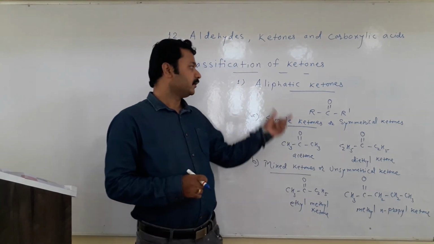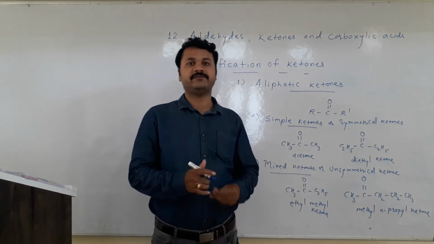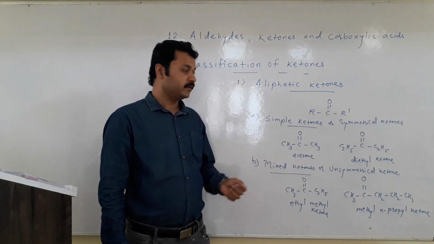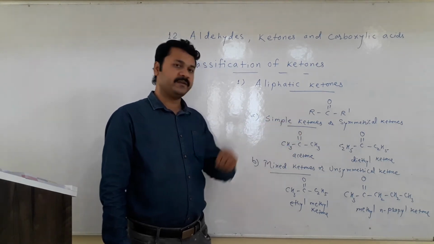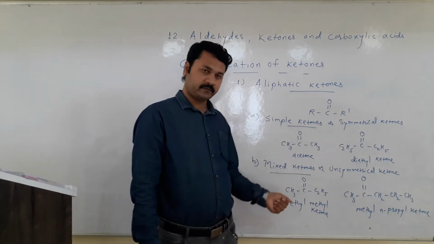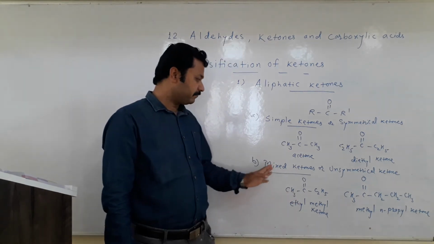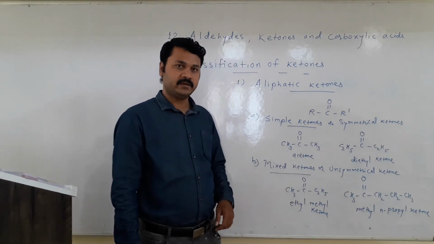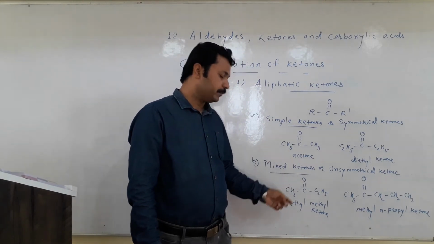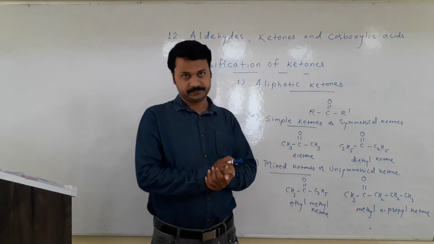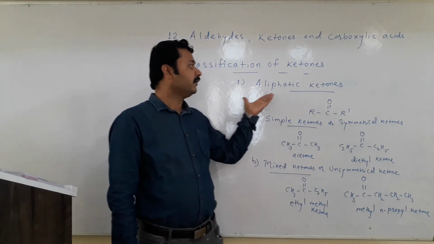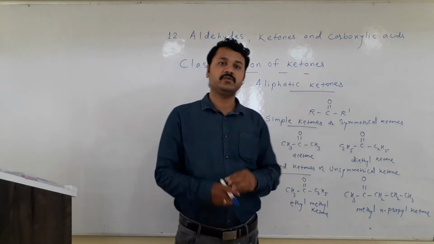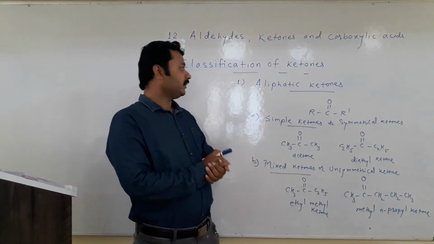So in this way, these aliphatic ketones are classified into two types: simple or symmetrical ketones. In simple ketones, carbonyl group is attached to same alkyl groups. Second is mixed ketones, or it is also known as unsymmetrical ketones. In this, carbonyl group is attached to two different alkyl groups. So all these are types of aliphatic ketones. And in aliphatic ketones, carbonyl group is attached to alkyl groups.